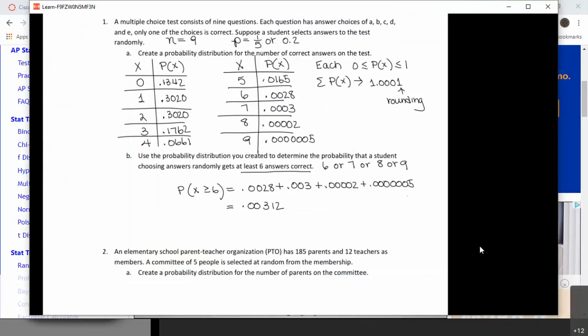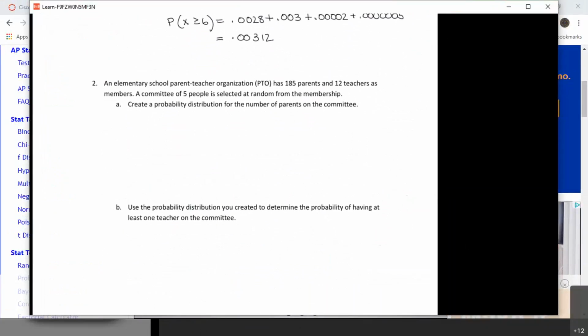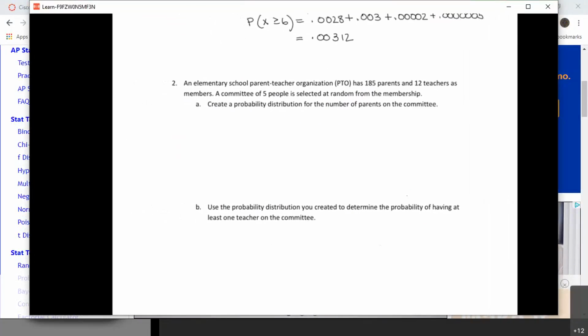All right, here's the last one. Okay, an elementary school parent-teacher organization, a PTO, has 185 parents and 12 teachers as members. A committee of 5 people is selected at random from the membership. Create a probability distribution for the number of parents on the committee.